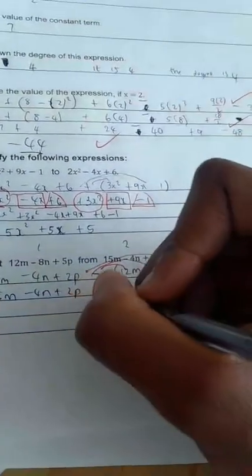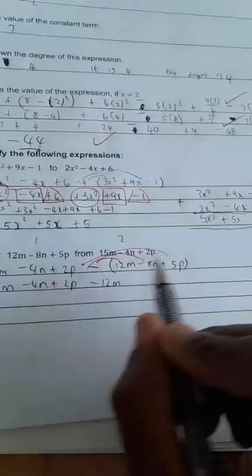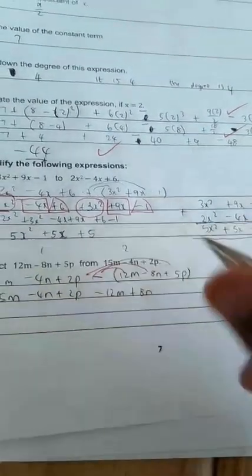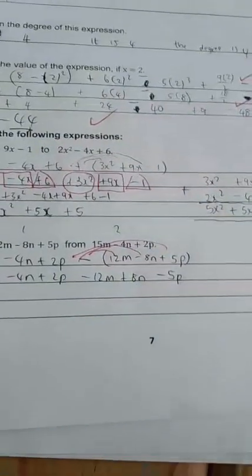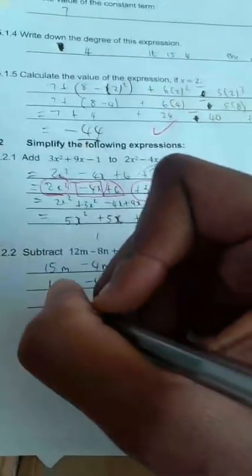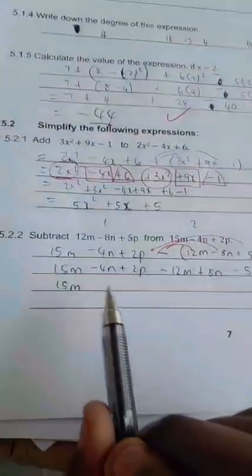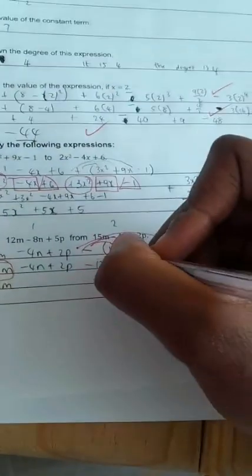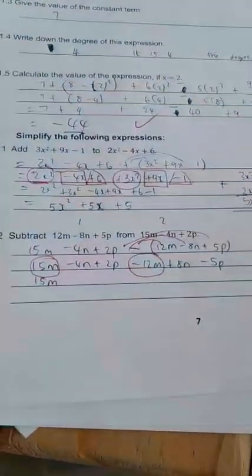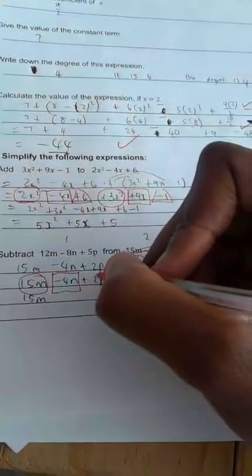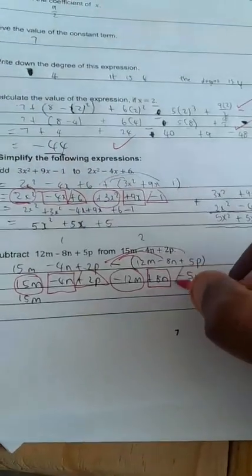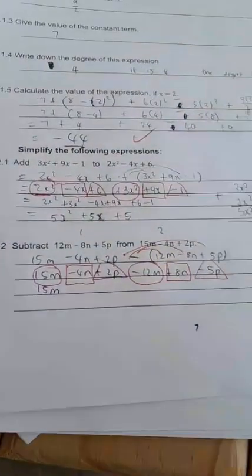Negative times a positive, negative 12m. Negative times a negative, positive 8n. Negative times a positive, negative 5p. Right? And some people throw away marks because they don't do that. Then 15m. Now we are going to collect the like terms. 15m and minus 12m, they are the friends that you need to bring together. Minus 4n plus 8n, they are the friends you need to bring together. Plus 2p minus 5p, they are the friends you need to bring together.